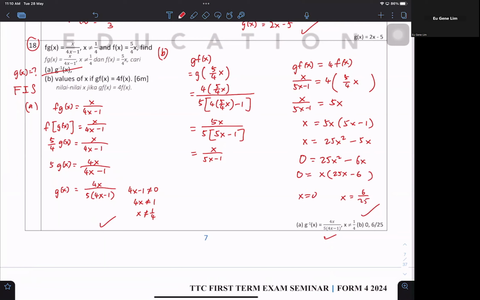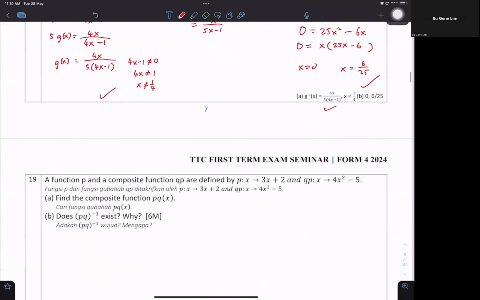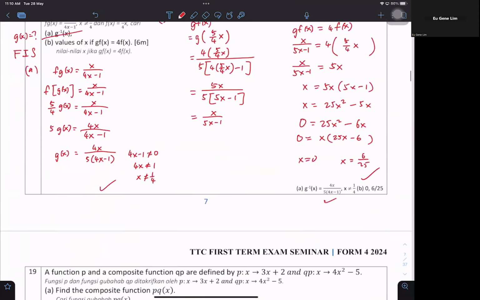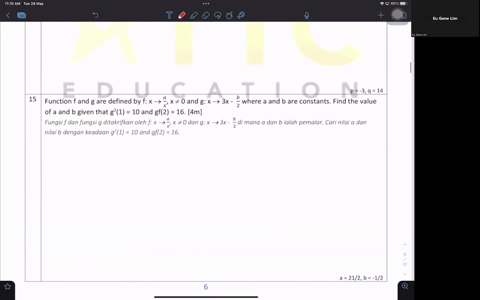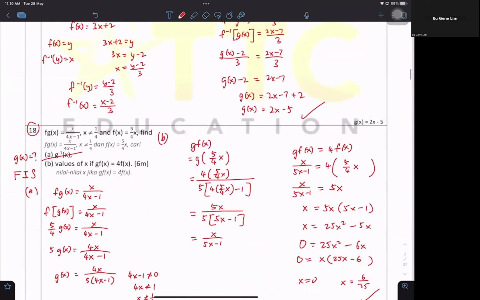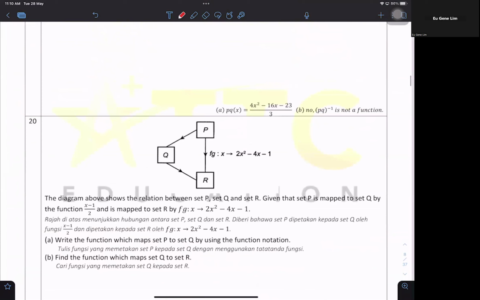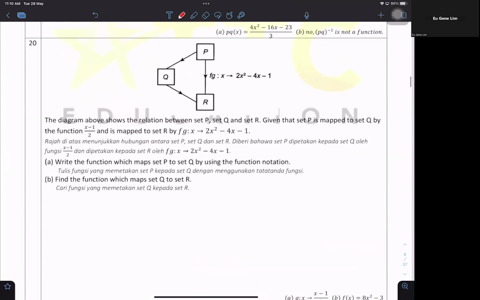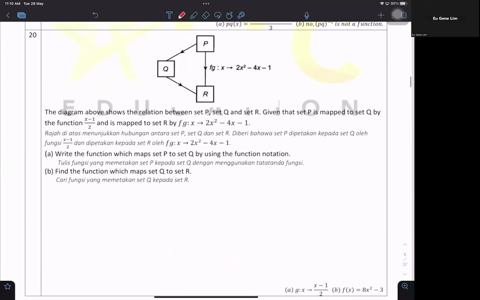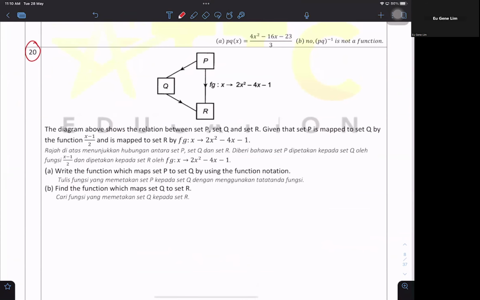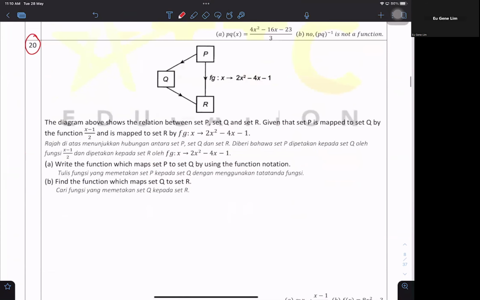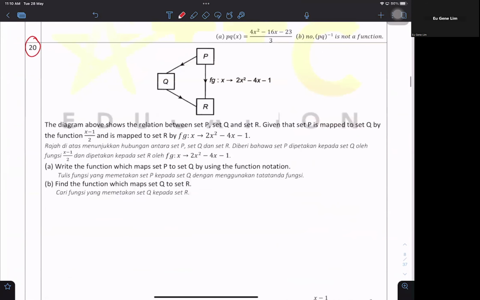Okay, so that's how you do FG. Now we do foil. Let me go find foil. Where is foil? Why don't have foil one? I think it's question 20. Let's go look at question 20. This is foil question.